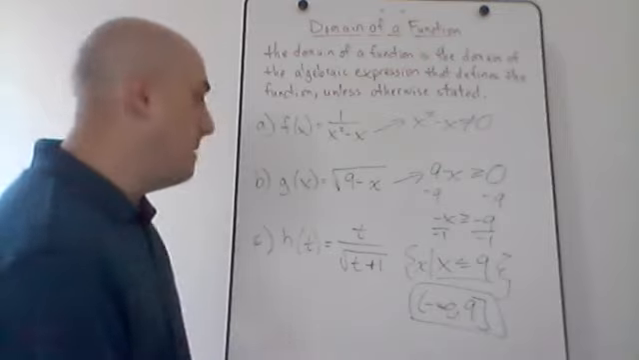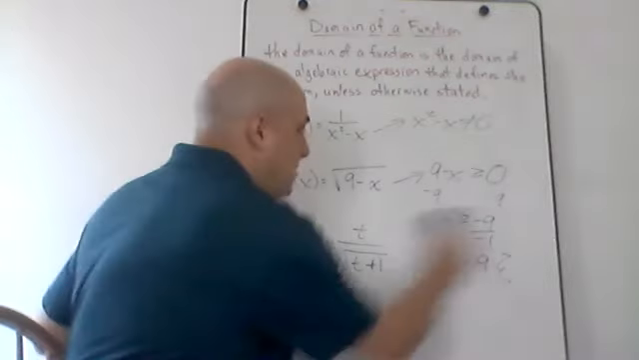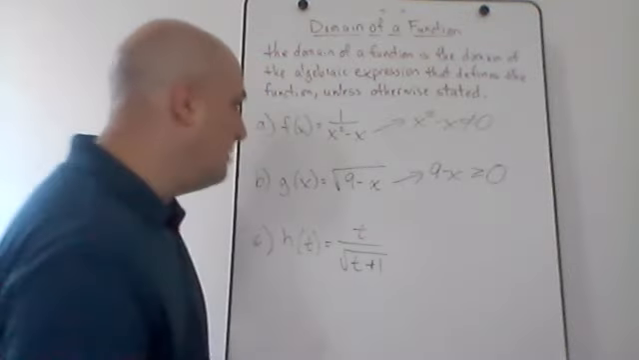All right, once again, I'm going to have to erase this so we can do this last one here, where we have h of t equals t over the square root of t plus 1.